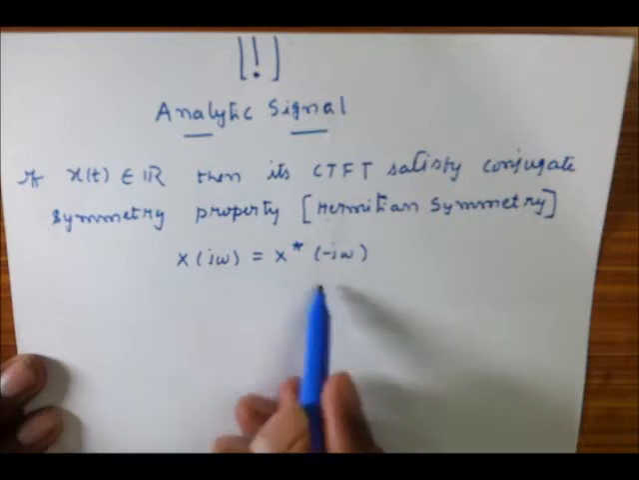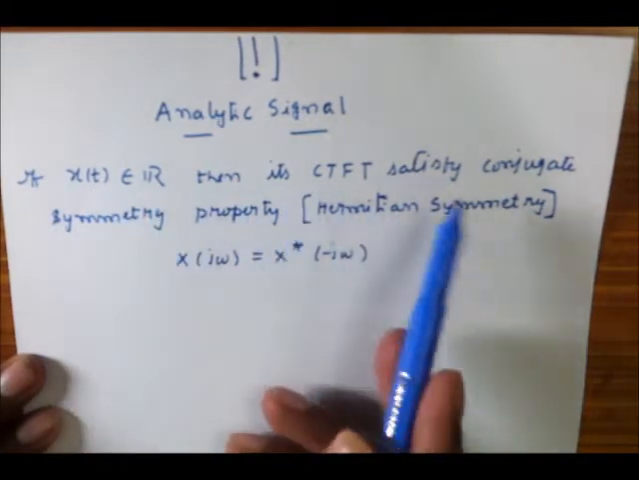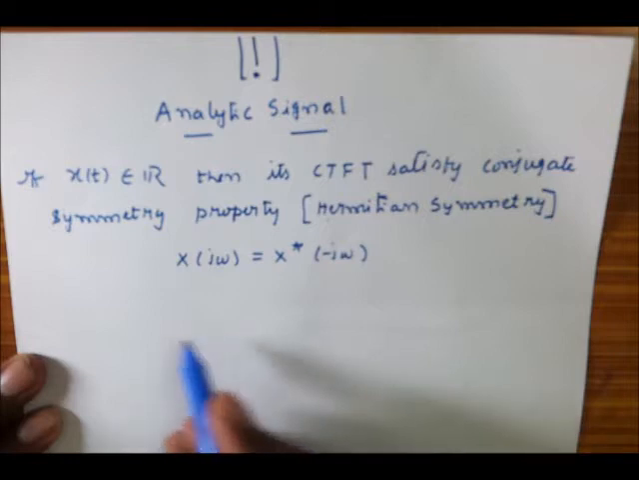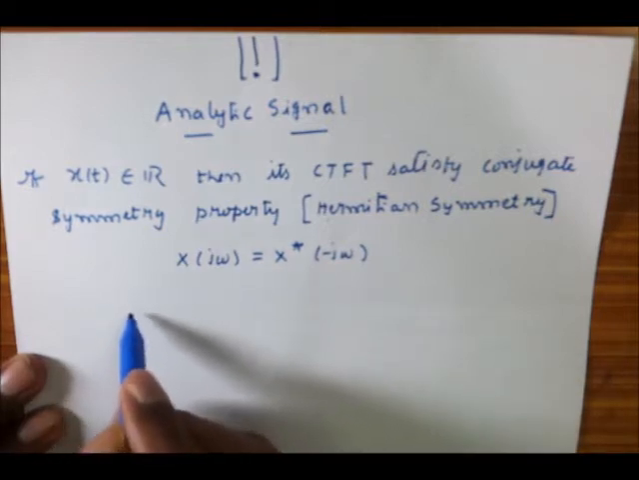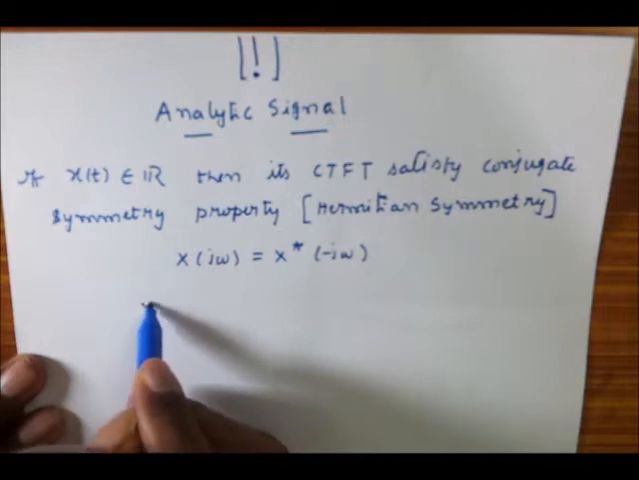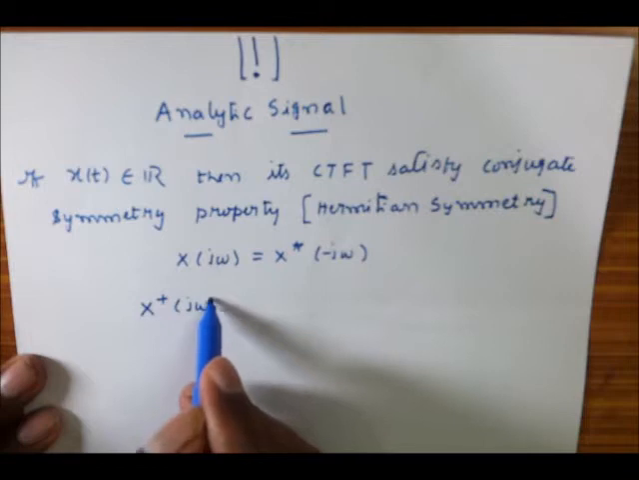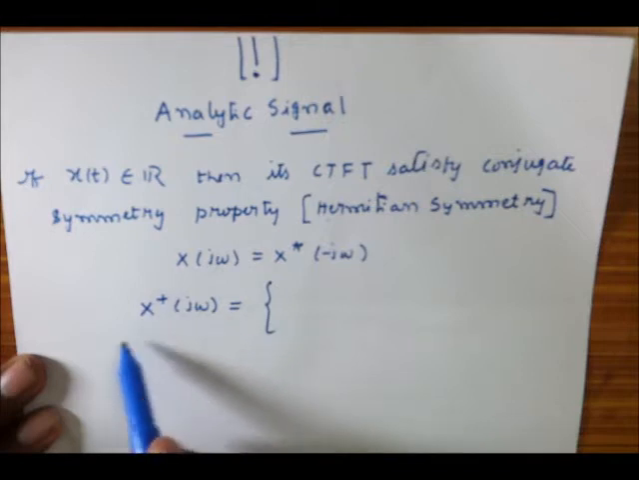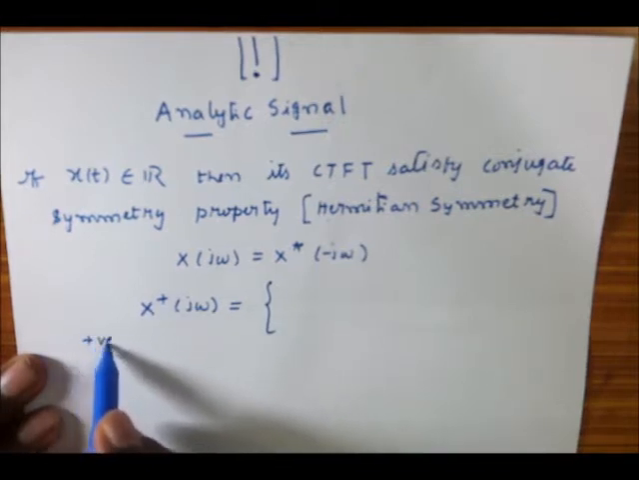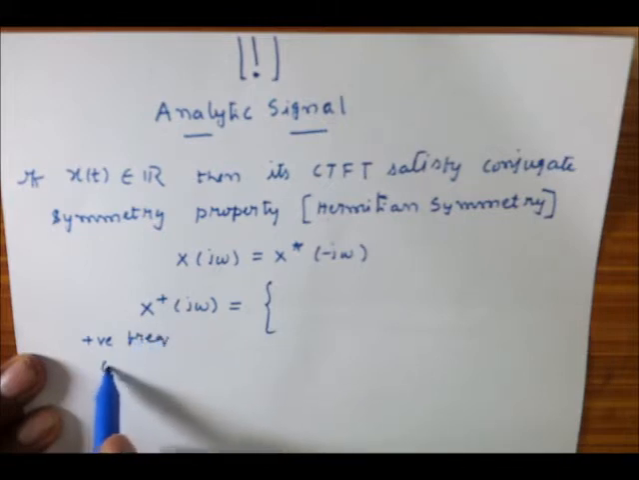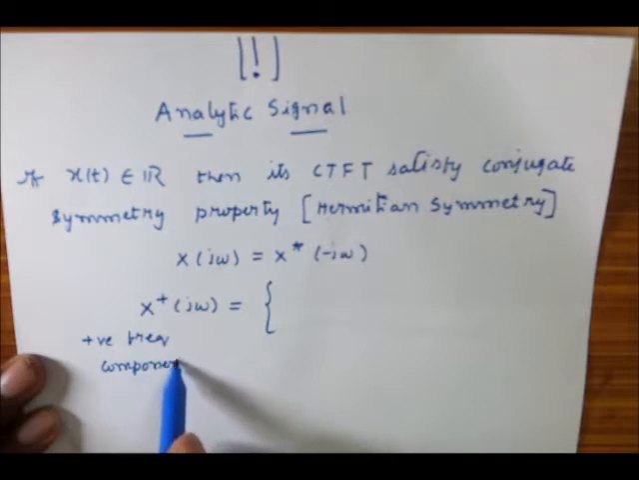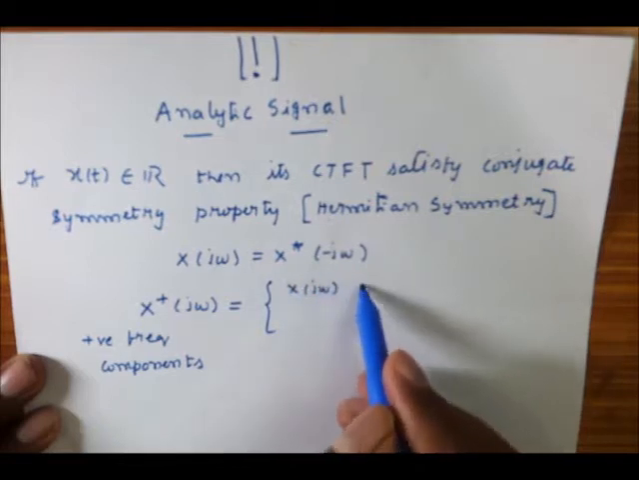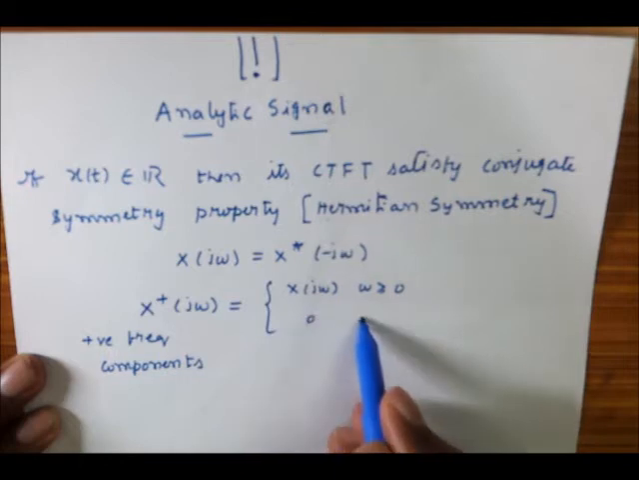So if a signal x of t is real, then its Fourier transform will satisfy the conjugate symmetry property. Because of this, first let us assume that I take only the positive frequency part of the Fourier transform. How do we define that? Let me denote it as x plus of j omega, the positive frequency components, which is given by X of j omega when omega is greater than or equal to 0, else 0.